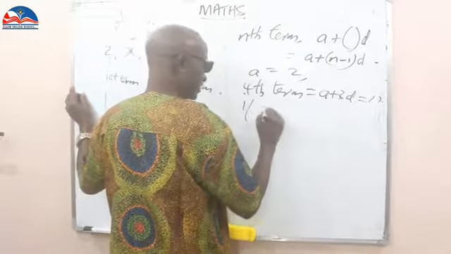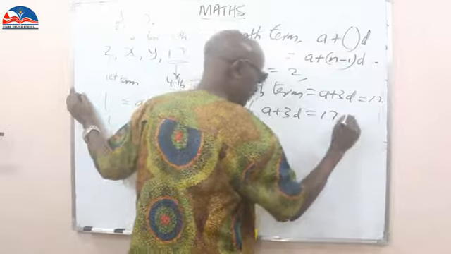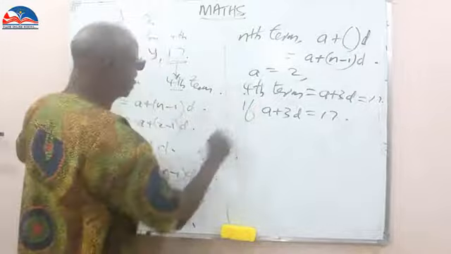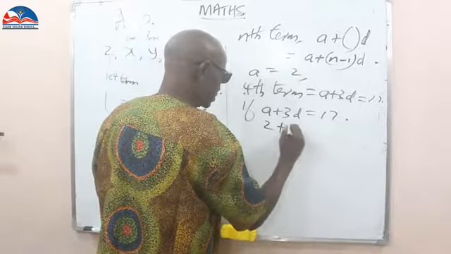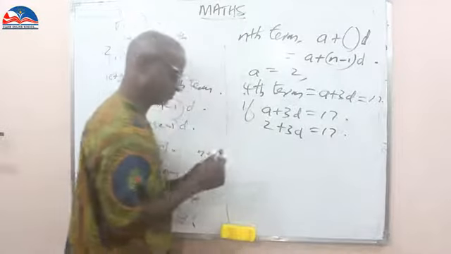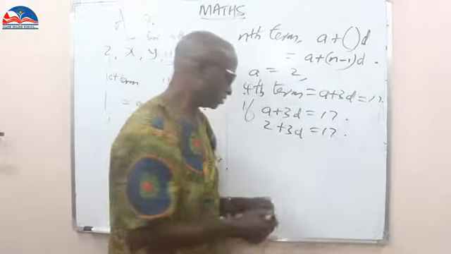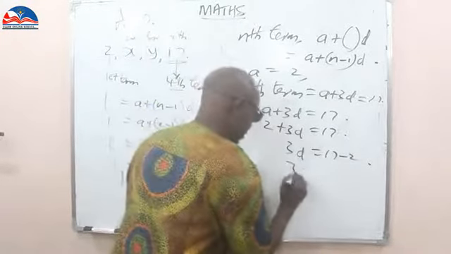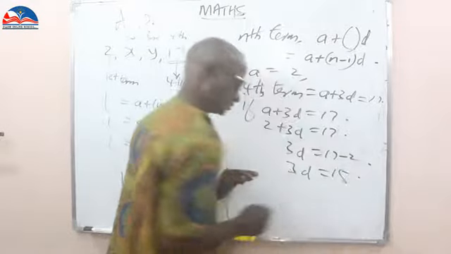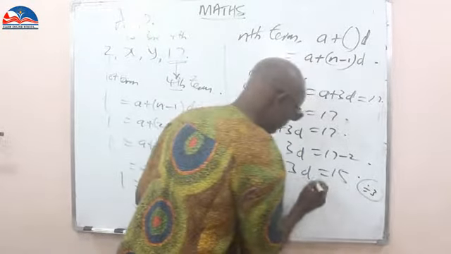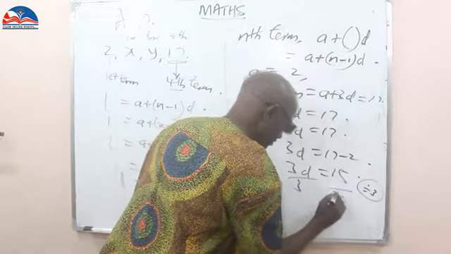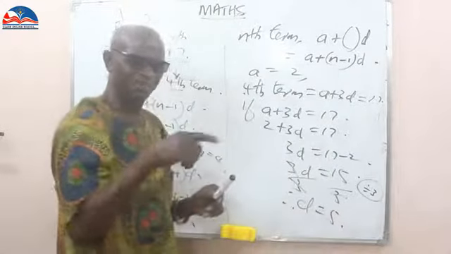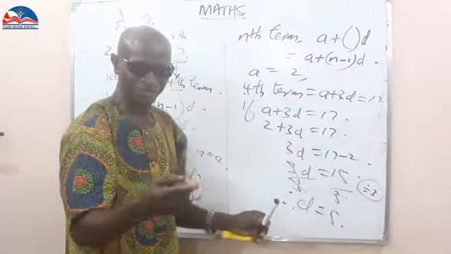If we now say that A plus 3D equals 17, and I know A to be 2, I can now solve for D. Since A is 2, it becomes 2 plus 3D equals 17. Subtract 2 from both sides, so 3D equals 17 minus 2, and therefore 3D equals 15. I want my D now, so divide both sides by 3. Therefore my D equals 5. In other words, I am adding 5.